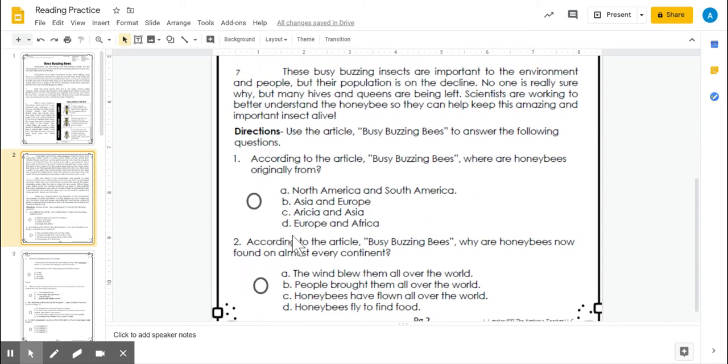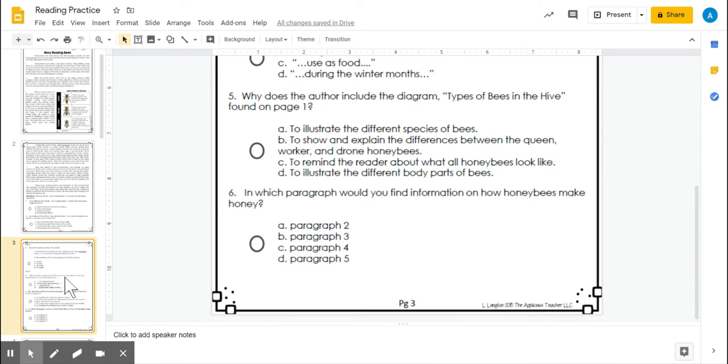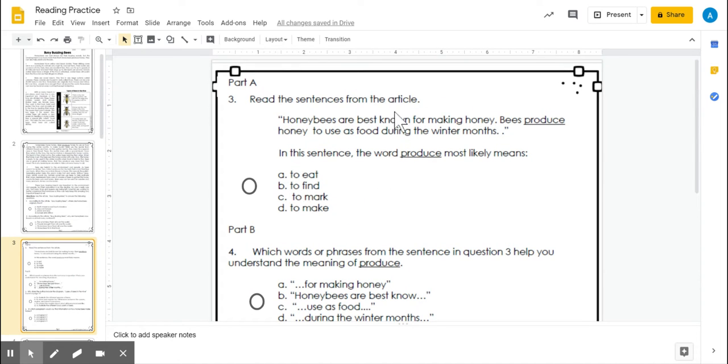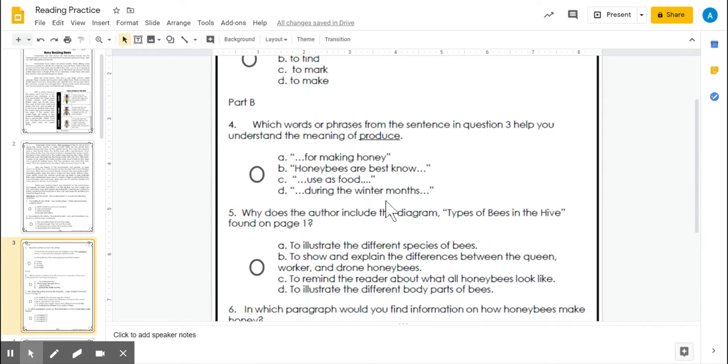Looking at some of our questions, it says, according to the article, where are honeybees originally from? So we're looking for where they are from. According to the article, why are honeybees now found on almost every continent? So we're trying to figure out why honeybees are found on certain continents. Next one, it looks like it's asking you what the word produce means. Again, more part B, talking about how you know what produce means.